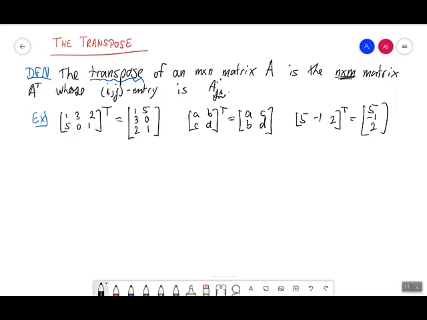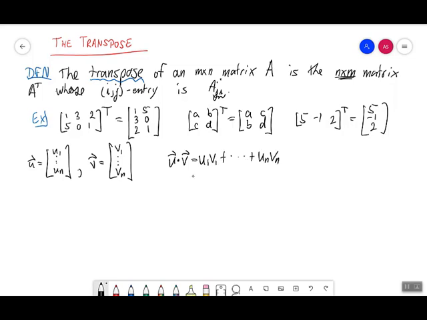I also said that the dot product can be written in terms of matrix multiplication by using the transpose, and here's how. Let u be the column vector u1 through un, and let v be the row vector v1 through vn. Then u dotted with v is the same as u1 v1 plus dot dot dot plus un vn, which is the row matrix u1 through un times this column vector here.